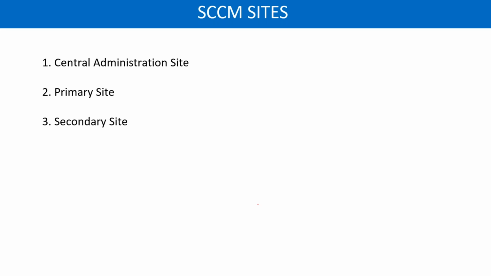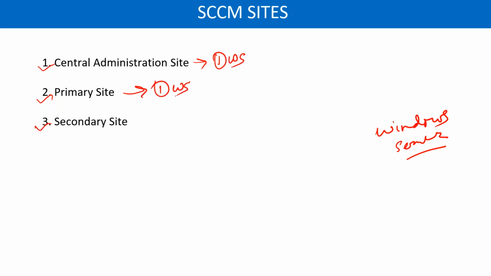Now we have sites in SCCM. SCCM works in sites and site roles. There are 3 sites in SCCM. The first site is central administration site, second site is primary site, and third site is secondary site. These are sites which are installed on Windows Server. You cannot install all these sites on one Windows Server. For example, if you would like to install this one, you need one separate Windows Server. Similarly, one separate Windows Server for the next. You cannot club them together.